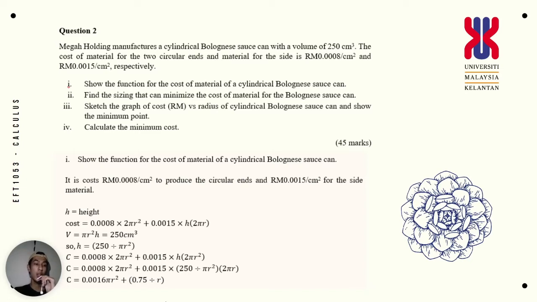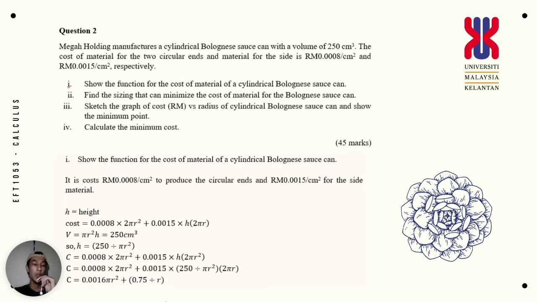So h is the height, and the formula for the cost is cost equal to 0.008 times 2πr² plus 0.0015 times h times 2πr.